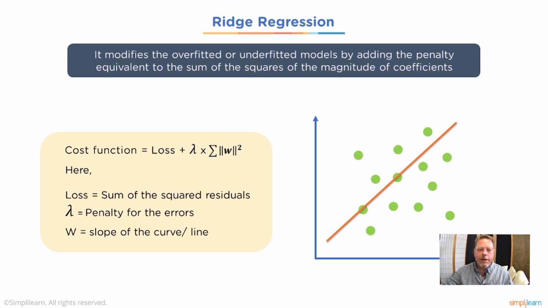And there are reasons to do it either way, but it is more common to square the value. And then in this case, lambda is going to be the penalty for the errors. We've thrown in a Greek character for you just to confuse everybody. And w is the slope of the curve of the line.